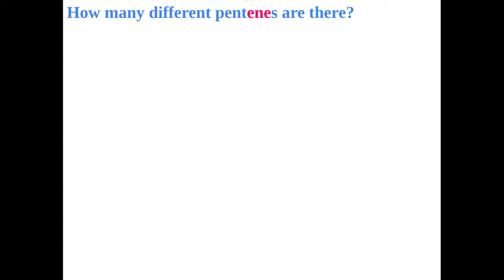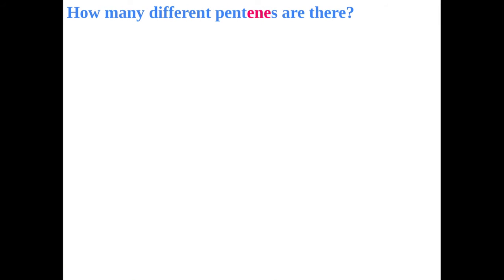Okay. So how many different pentenes are there? I would suggest that you pause the video for a sec and try on just a sheet of paper to draw some of these. I'm going to give you the answer here in a sec. But pentene, remember, pent means 5, ene means a double bond. So where can the double bonds go? Pause the video now, try that question out for me.